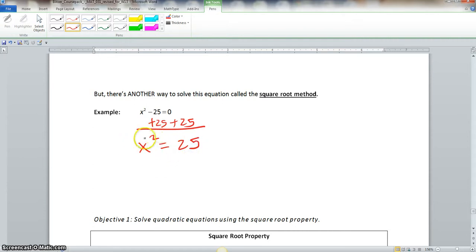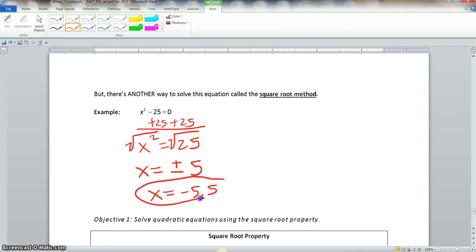Now, we would take the opposite operation of to the second power, which would be the square root. The square root of x squared is x, and the square root of 25, when you're dealing with an equation, is positive and negative 5. That's where you see this plus or minus sign. So you could write it like this, or you could write it as x equals negative 5 comma 5, which is the same answer that we got in the previous problem.